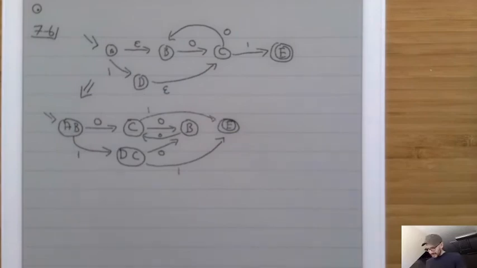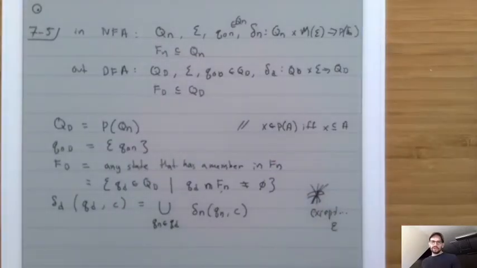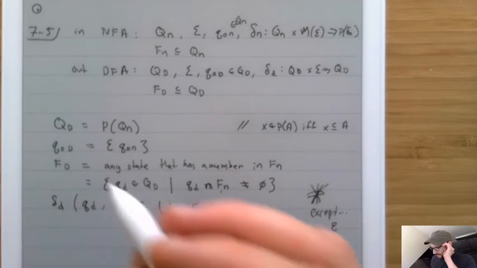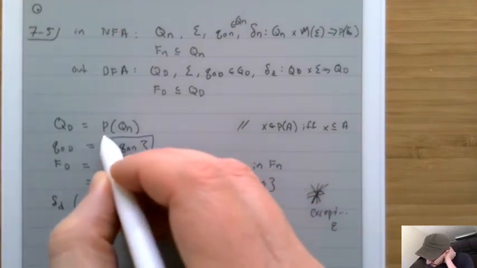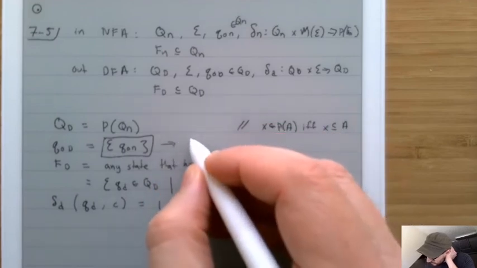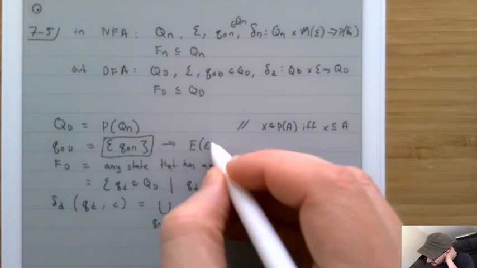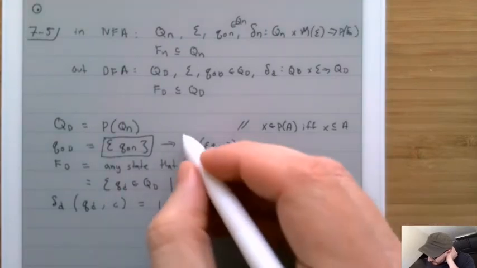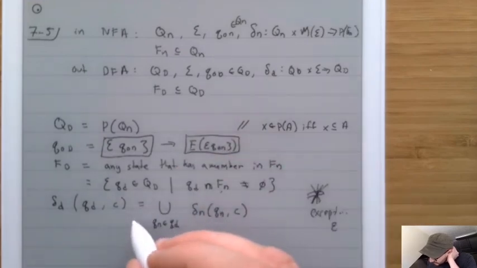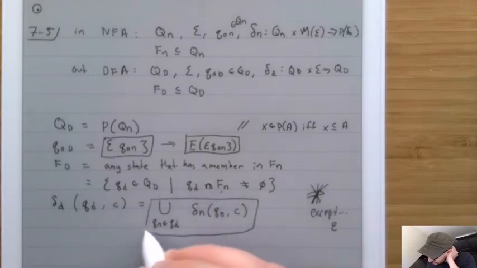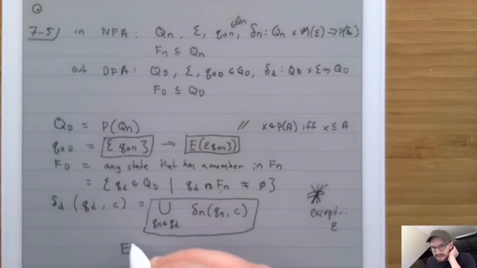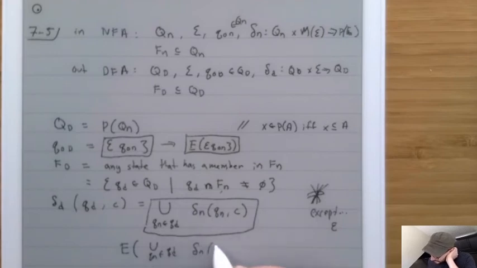Okay, so how do we incorporate those epsilon transitions into this formula? Well, here's the way that we do it. Let's put a little box around what needs to change. And then arrow, and we'll change this to, we're going to call a function called E and give it the set containing Q0n. All right, and then we're going to also take this thing right here, and we're going to call E on that also. So we're going to call E on the union of Qn, Qd, delta n, Qn, C.